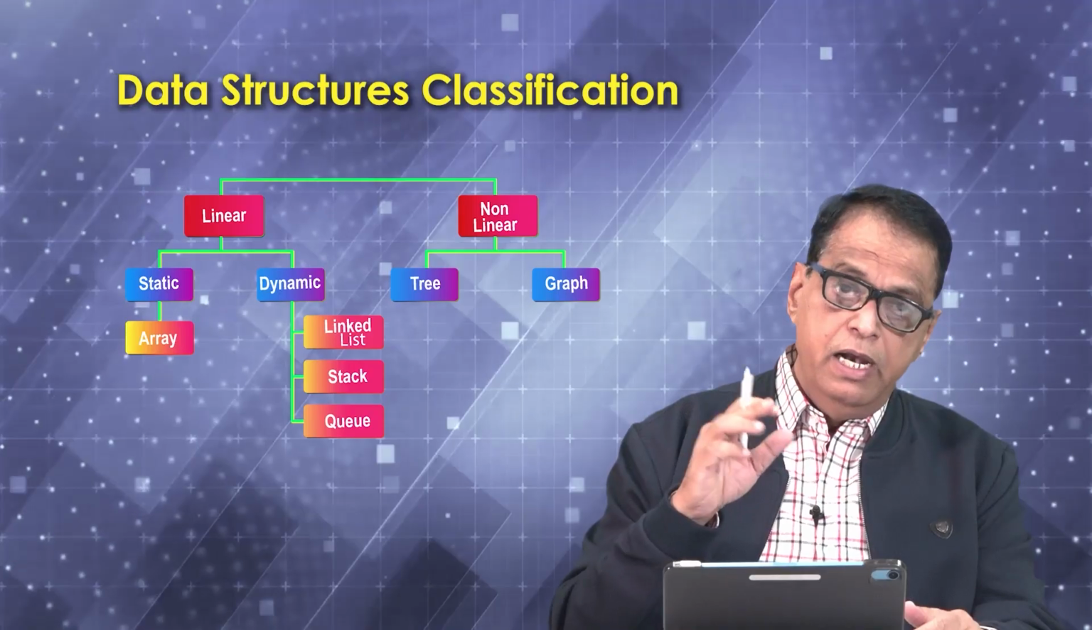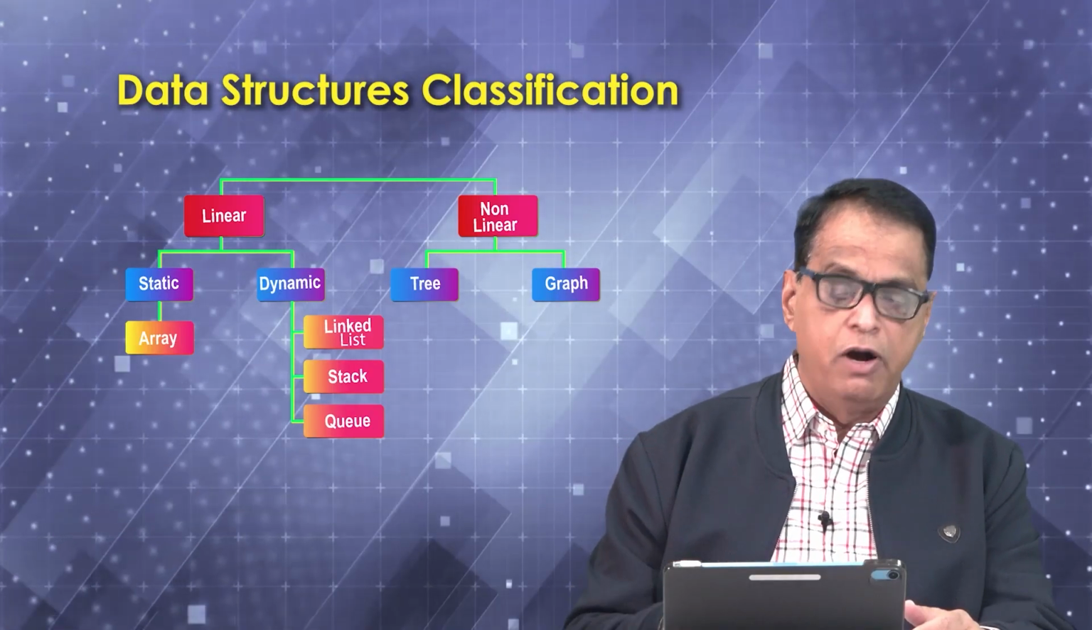So you will find that in linear, again we have two types. One is called static. Static means it normally does not change, and that is the reason it is called static.